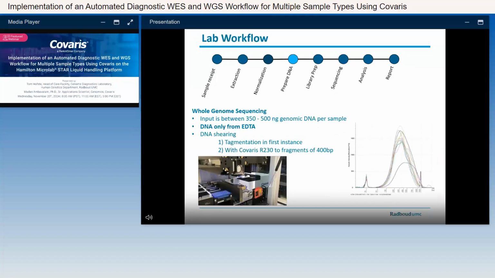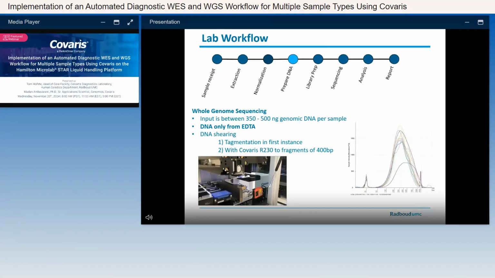As mentioned, we first prepare the DNA. For the segmentation, it was directly in the library prep robot, but now that we changed to the Covaris, we do exactly the same as for the exome workflow. We prep the DNA before. The input is 350 to 500 nanograms of genomic DNA per sample. At the moment, only for DNA from EDTA blood. And you see here below a graph of the TapeStation with a mean size of 400 base pairs, which is what we aim for.